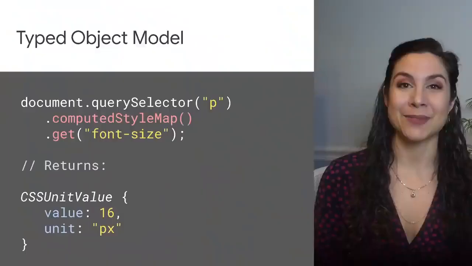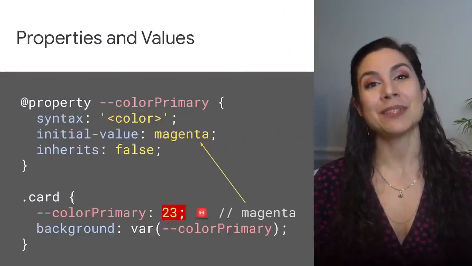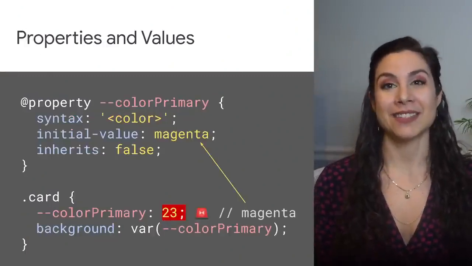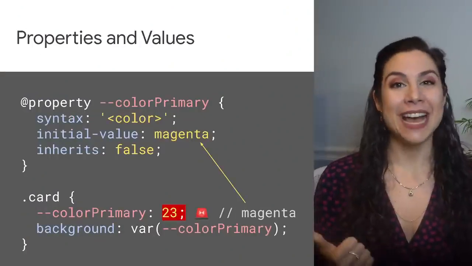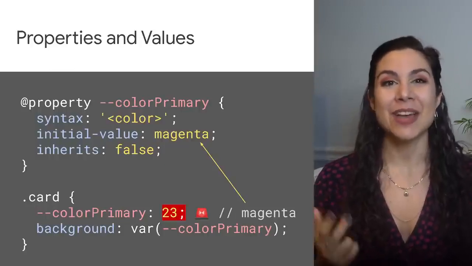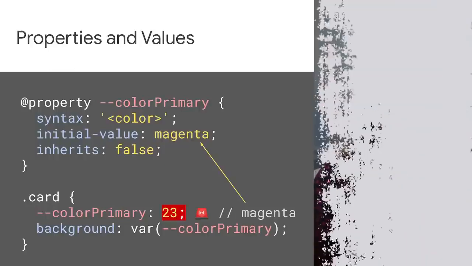And beyond worklets, Houdini enables more semantic CSS with the typed object model and enables developers to define advanced CSS custom properties with syntax, default values, and inheritance through the Properties and Values API.